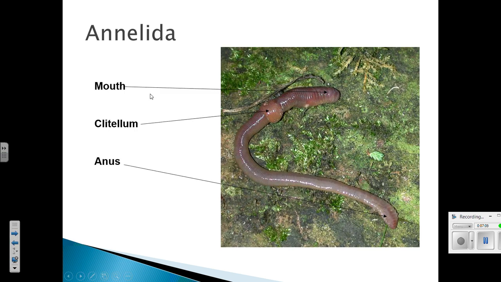So here is an annelid with the mouth region at the front. Clitellum is that round portion, and then the anus being in the back. So they have a front and a back, and it's not like you could just cut it in half and both ends will regrow or anything like that.